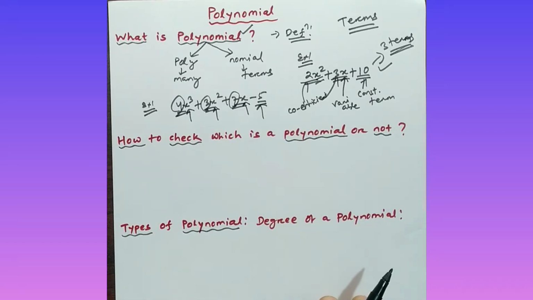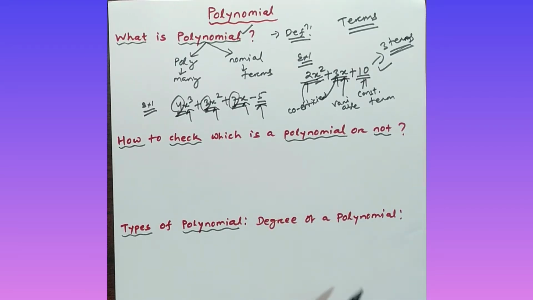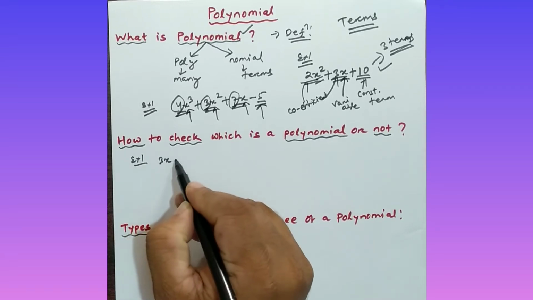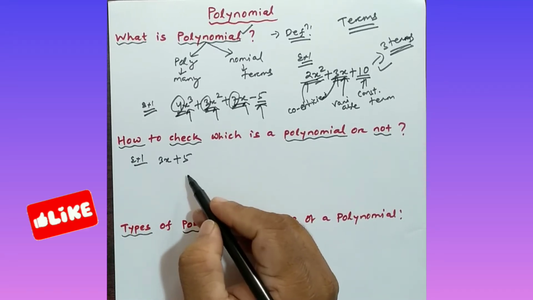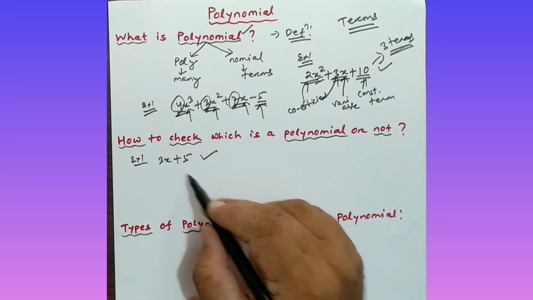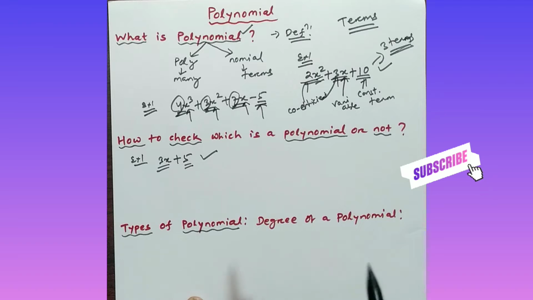Then next, how to check whether an expression is a polynomial or not. One by one I'm giving examples. Let's suppose I'm saying 3x plus 5. Yes, it is a polynomial. Then what is the rule? There are 2 terms here, and the power of the variable should be a whole number.